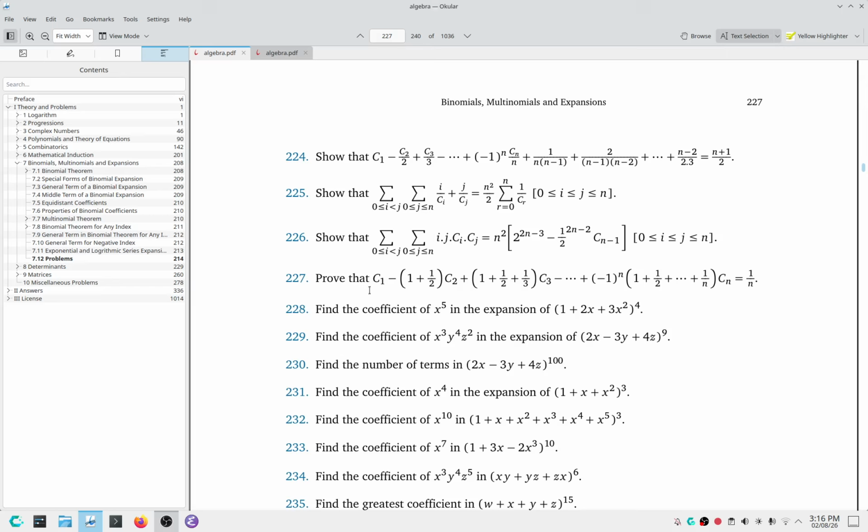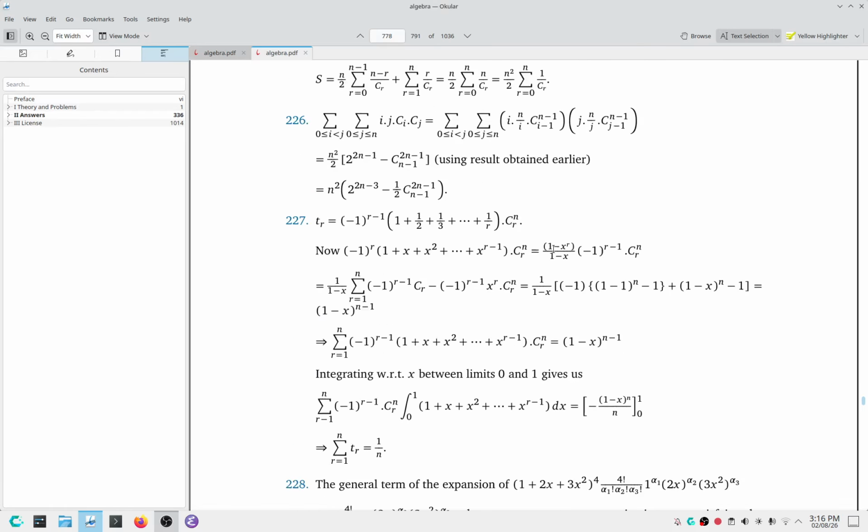Question 227 says let's prove that c1 minus 1 plus 1 upon 2 c2 plus 1 plus 1 upon 2 plus 1 upon 3 c3, and so on up to minus 1 to the power n 1 plus 1 upon 2 plus so on up to 1 upon n cn is equal to 1 upon n.